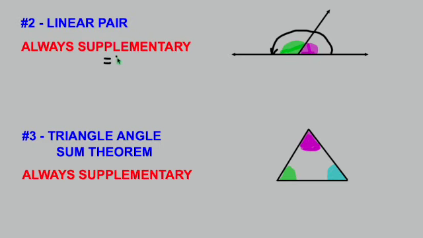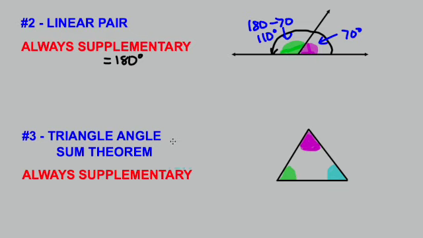So supplementary means that the sum is equal to 180 degrees. So once again, if I know one angle, I definitely know the other. So let's say this angle over here was 70 degrees. What I now know is 180 minus 70 must equal this other angle here. And we all know that 180 minus 70 would be 110 degrees. So that is what we call a linear pair. It's a pair of angles that make up a line, and they're always supplementary.